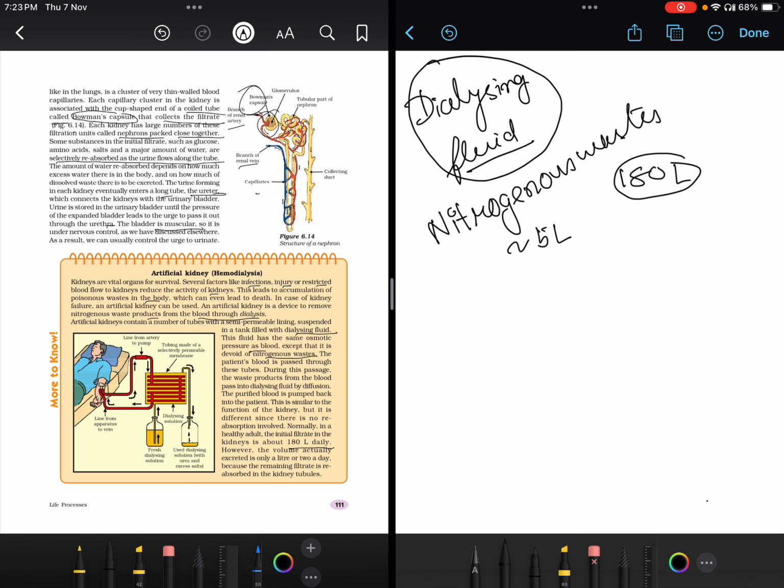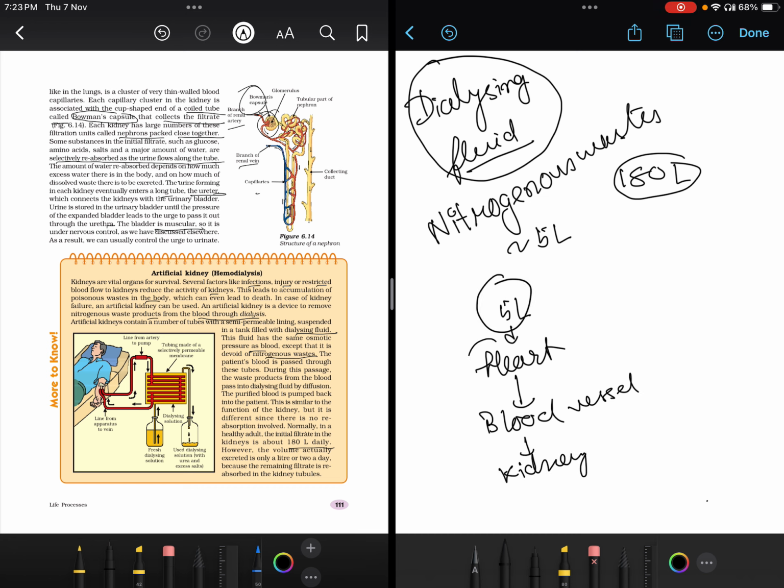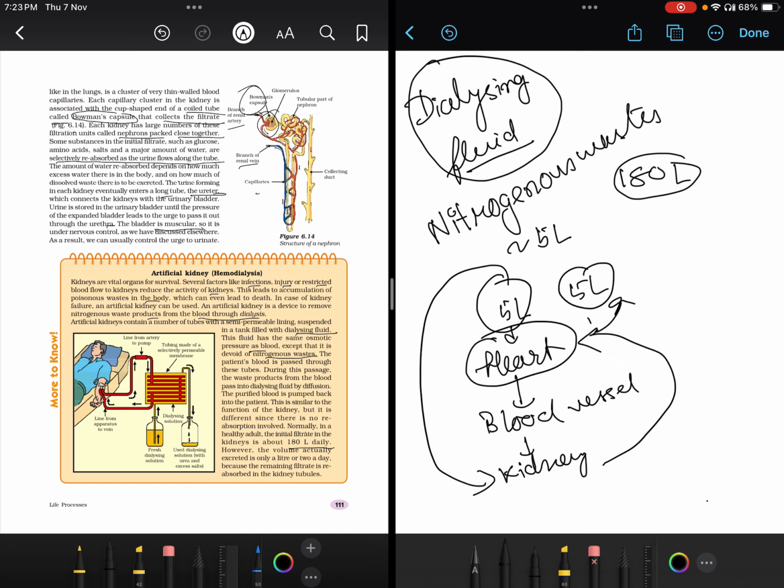Okay. If this 5 liter blood goes to the heart, and from the heart through the blood vessels, then to the kidneys. Now the heart is pumping the 5 liter blood again and again in each cycle. So blood is again and again going to the kidneys, going to the heart, and this cycle repeats. So the kidneys as a whole filter 180 liters, but urination is different. That is 1 to 2 liters.